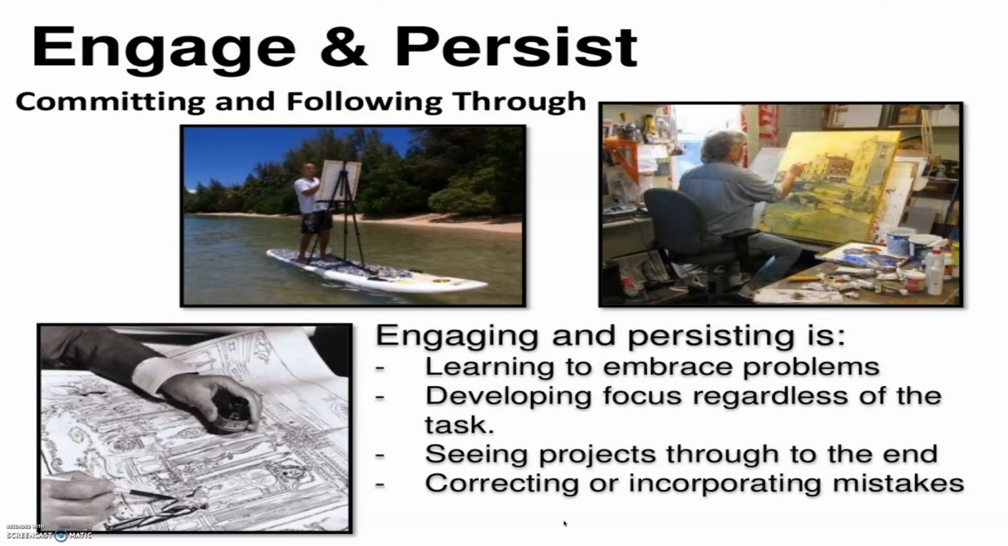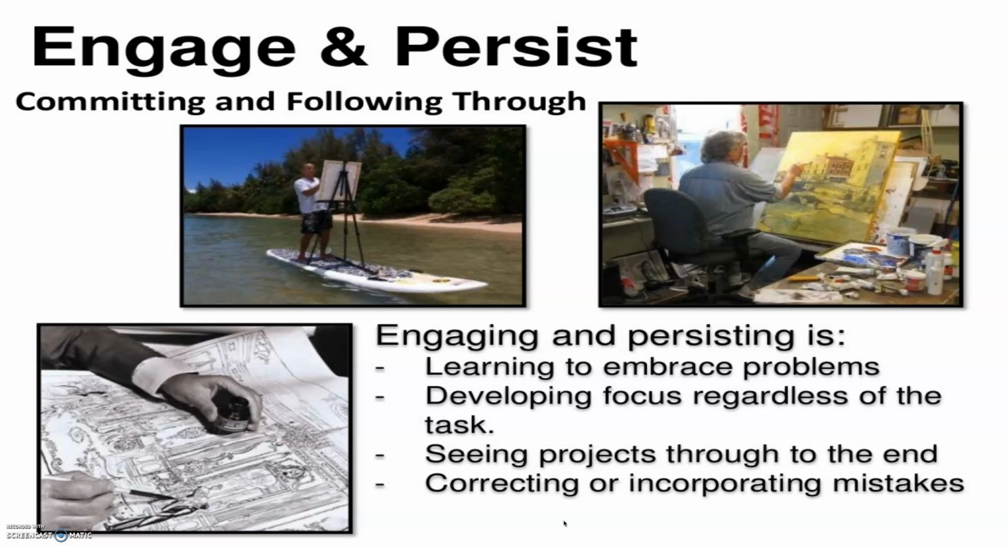Next, this is probably the hardest one, even for myself, because I don't have a whole lot of patience. But engage and persist. That means committing and following through. You're gonna, again, still embrace those problems. You're gonna focus on your work, even if it's something that you don't necessarily want to do. Sometimes, as an artist, you have to do things that aren't your choosing. Sometimes you're commissioned to do a work that you think is kind of boring, or maybe it's a subject matter that you're not really excited about. But in order to get paid and support the stuff that you do want to create, you need to do sometimes the stuff that you don't really want to create.